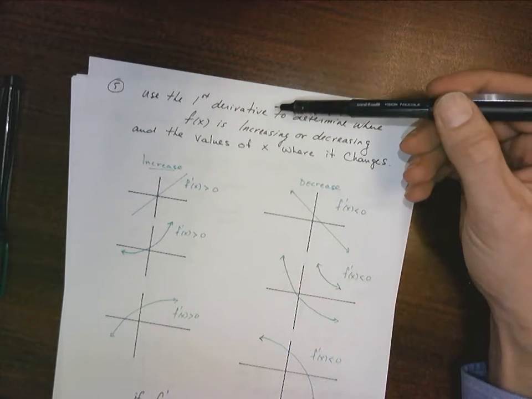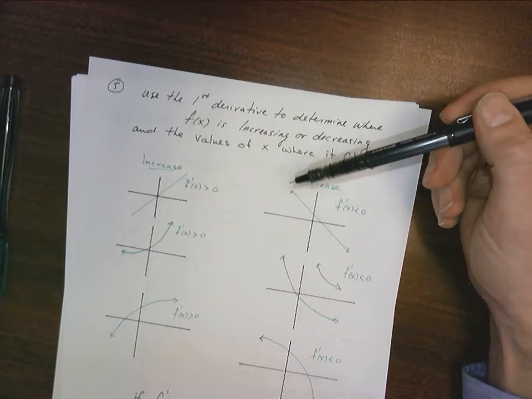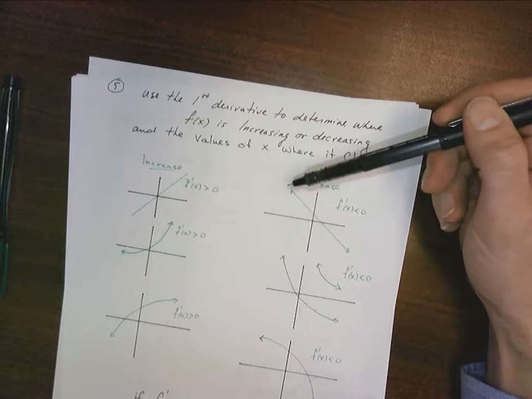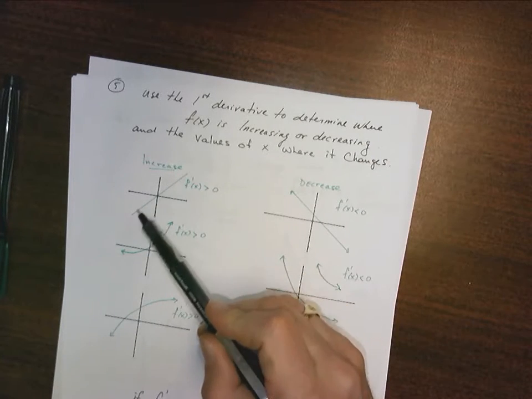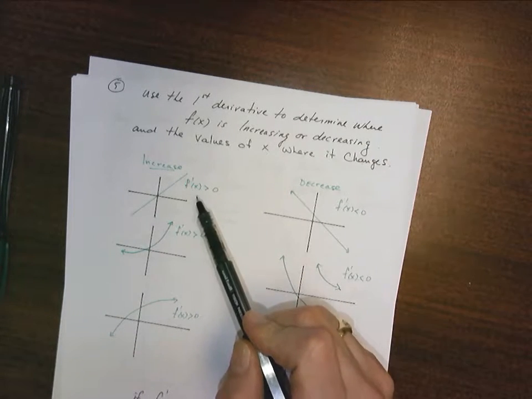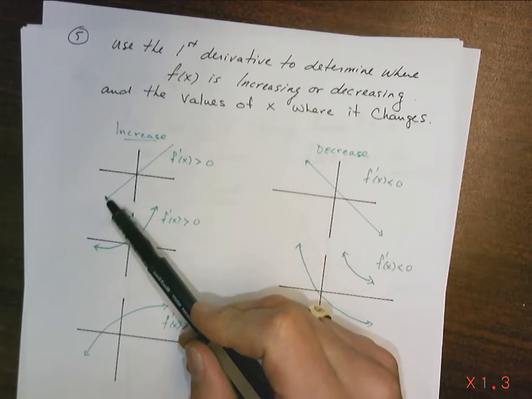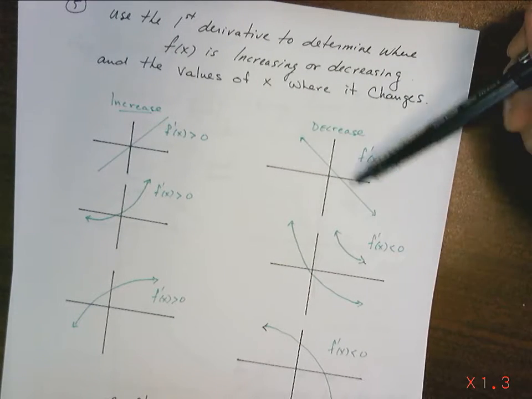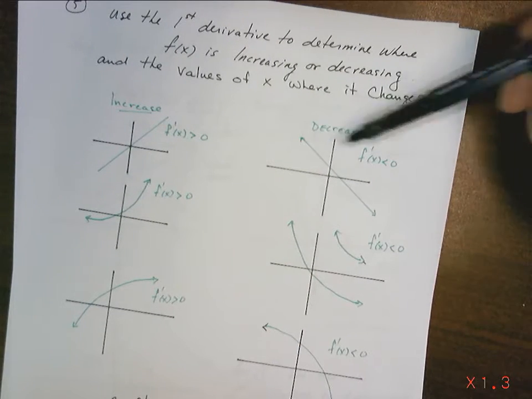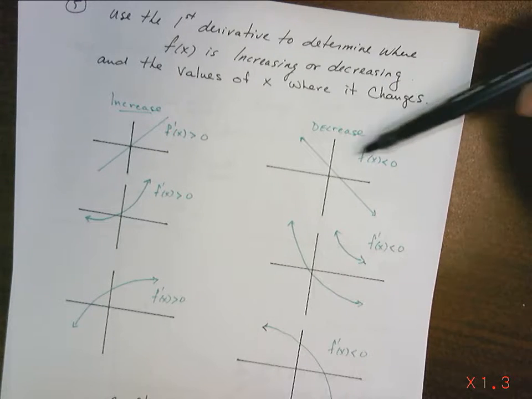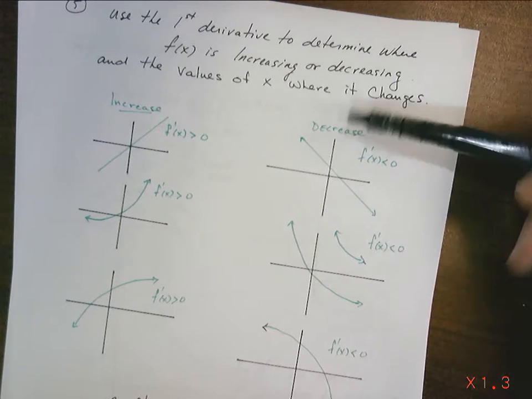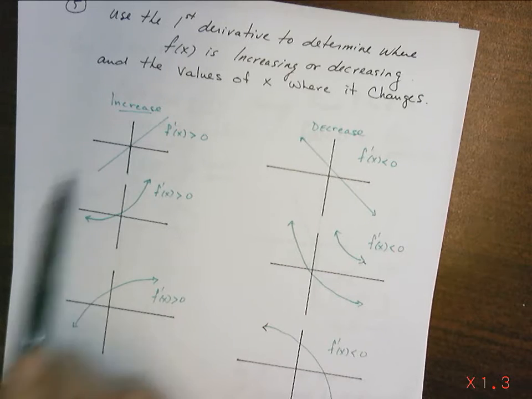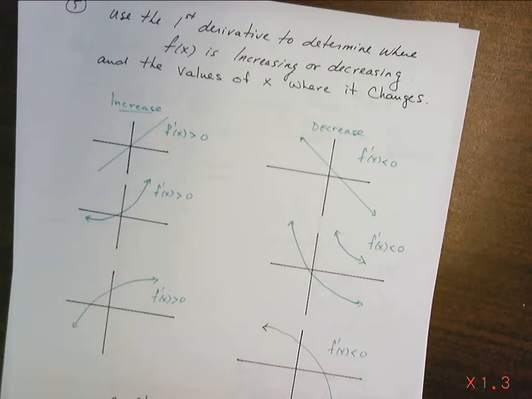The first derivative, remember, tells you the slope of the tangent, which is the rate of change. If the slope of the tangent is positive, in other words, the first derivative is greater than 0, then we have an increasing function. If the slope of the tangent is negative, in other words, we have a derivative which is less than 0, then we have a decreasing function from left to right. We're always reading from left to right when we talk about increase or decrease.